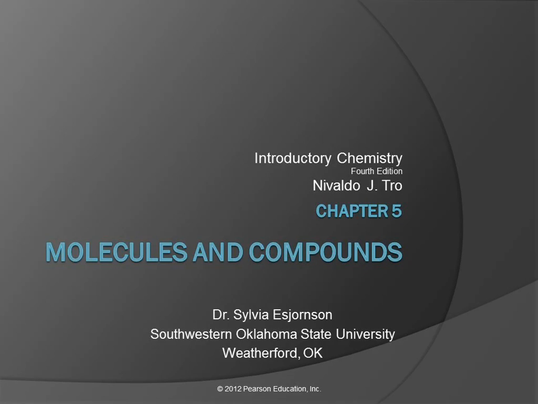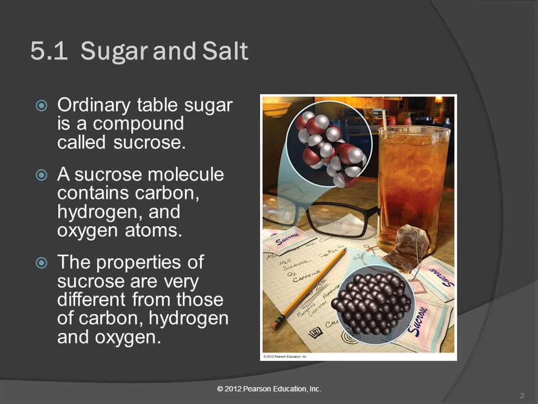Chapter 5, Molecules and Compounds. Scientists organize things. They categorize and they divide things up and try to make sense out of stuff. And so compounds and elements and pure substances and mixtures are one way that we look at different substances. So let's look at sugar and salt as examples.